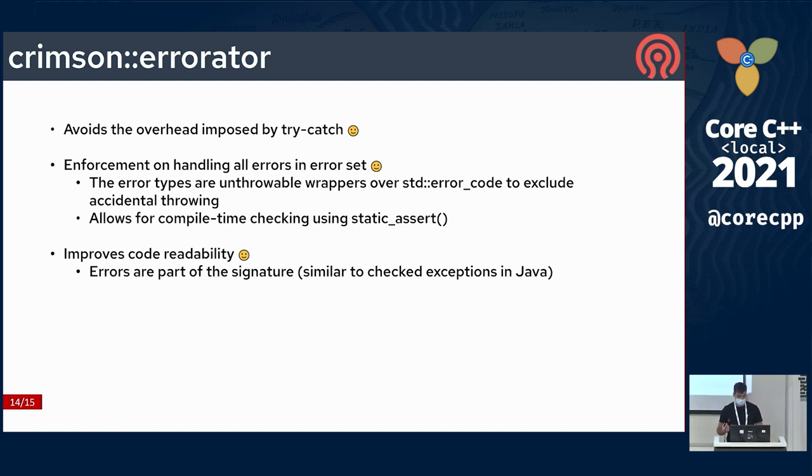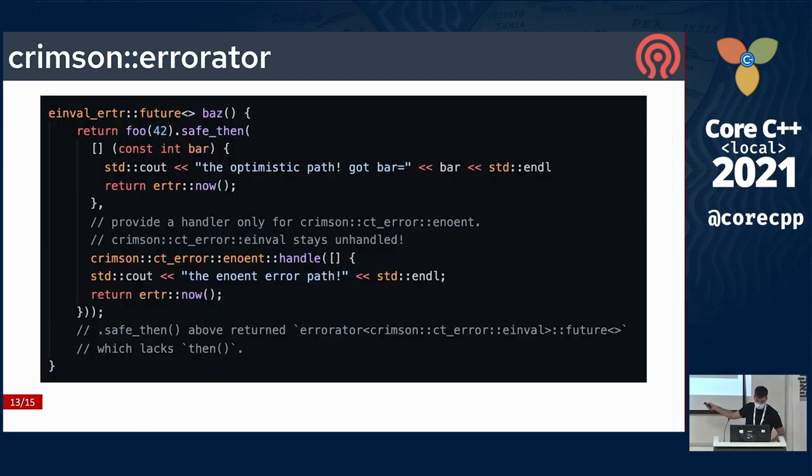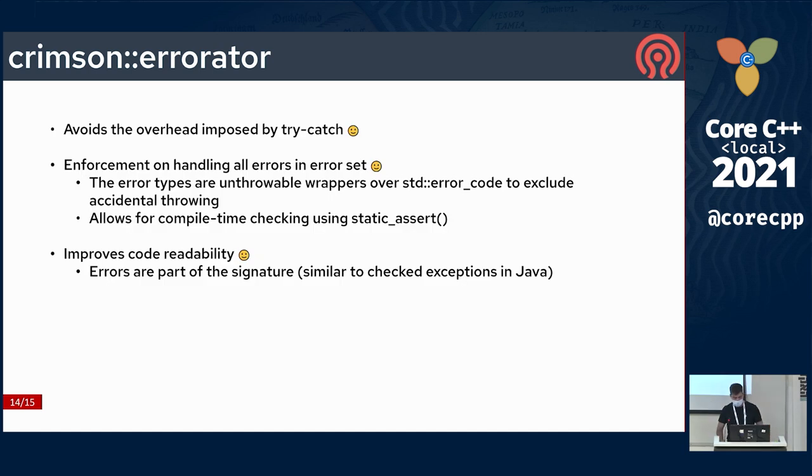And like I mentioned before, the error types are unthrowable wrappers over std error code. So the prefix that you see, crimson city error, that is the wrappers. All the errors there are wrappers over std error code to exclude accidental throwing. So you can't try to throw by mistake one of those errors, which is what allows for that compile time checking.